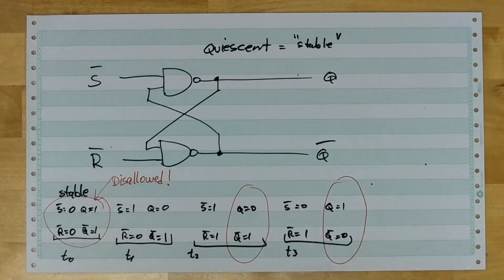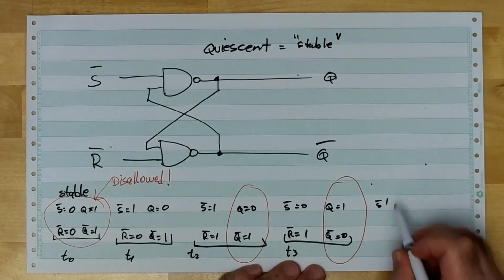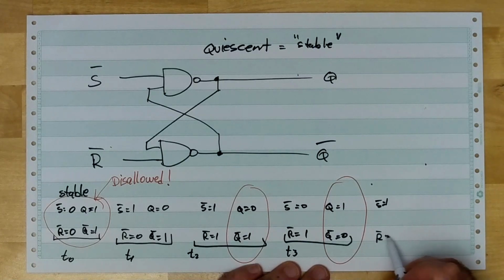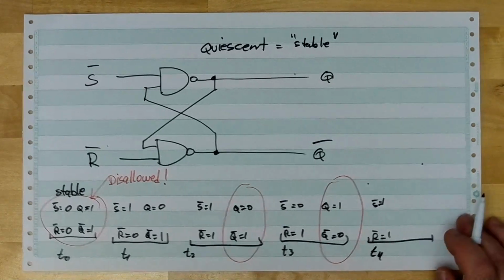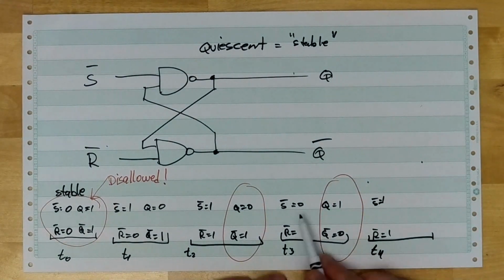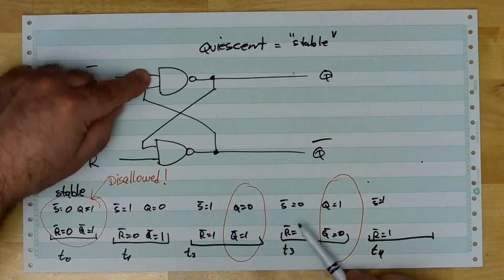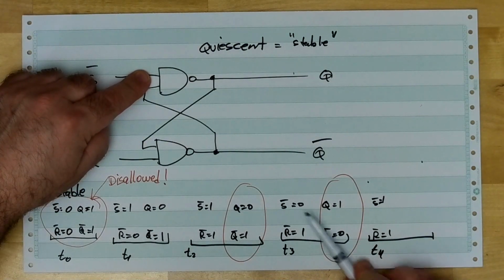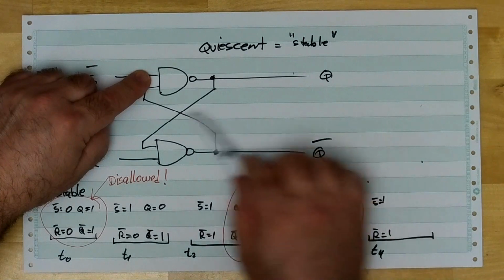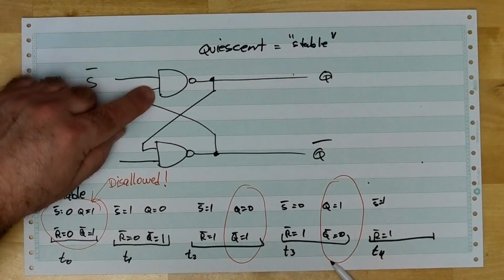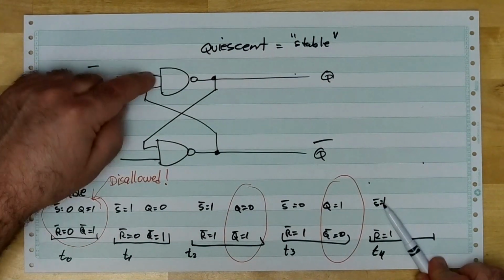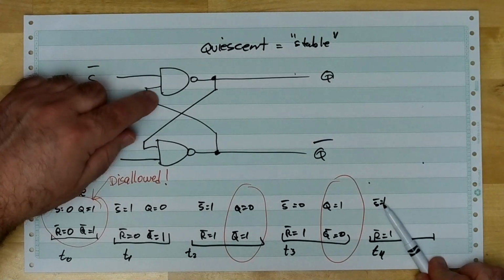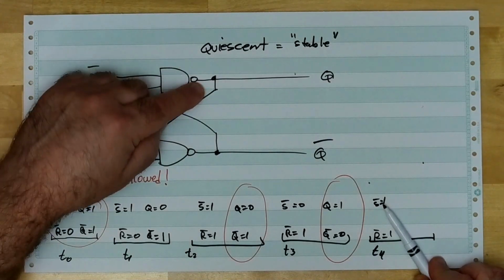Okay, so let's continue this a little bit. If then S bar becomes 1, R bar stays 1 at time t4, now what happens? Well, what do we got here? So S bar was a 0, and Q bar became 0 in this previous state. When we raise S bar up to a 1, there's still a 0 down here, which means the output still is a 1.